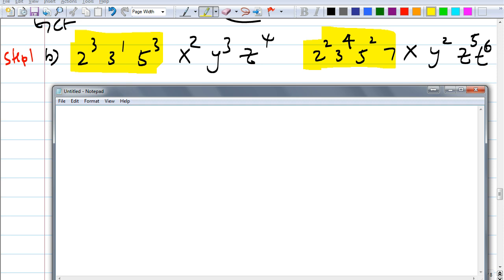What I'm saying is x squared, y cubed, z fourth, x, y squared, z fifth, t to the sixth. Do I need to do a factor tree for those? Victor? You can't factor them? That's not why, no. It's already in exponential form. You don't need to do any work.